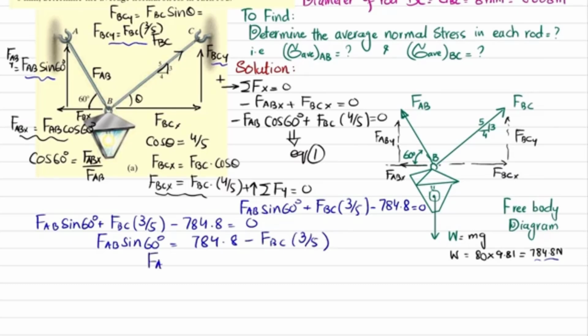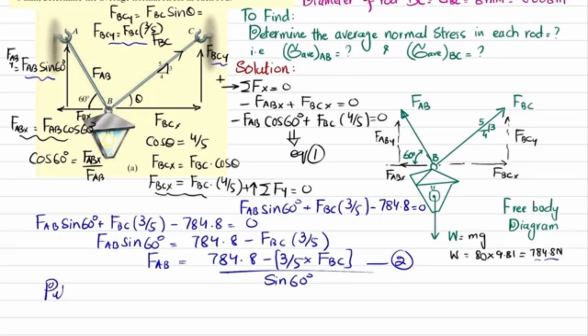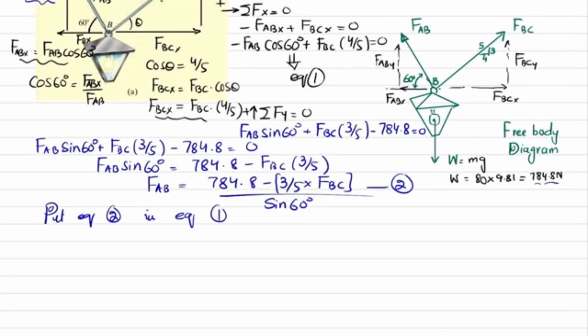And this FAB will be equal to 784.8 minus 3 by 5 times FBC divided by sine of 60 degree. Clear? So this is your equation number 2. Now put equation 2 in equation number 1. So this is your equation number 1. So FAB will be replaced with this.